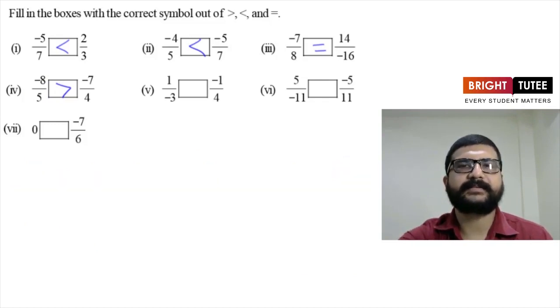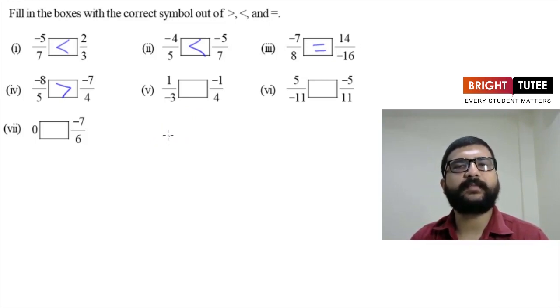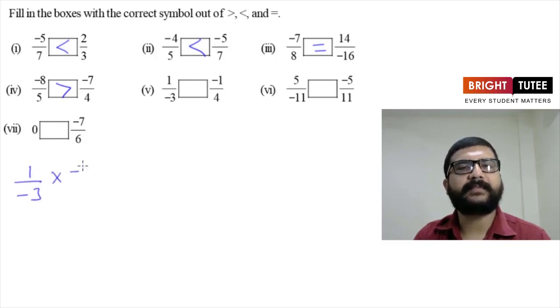Now the next numbers are 1 upon minus 3 and minus 1 upon 4. So what do you think about these numbers? Let's write them such that their denominators are the same. Here the denominators are 3 and 4. So what will be the LCM? It is 12. So let's write them in their equivalent form in which the denominator is 12. So 1 upon minus 3, let's multiply it with minus 4 upon minus 4. This gives us minus 4 upon 12.